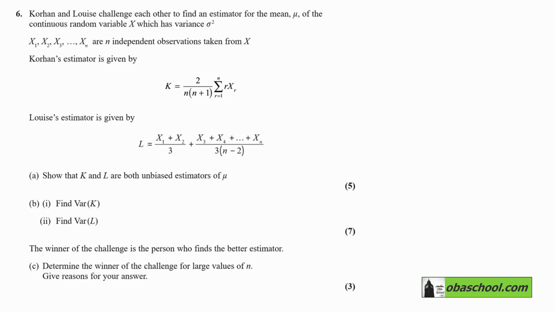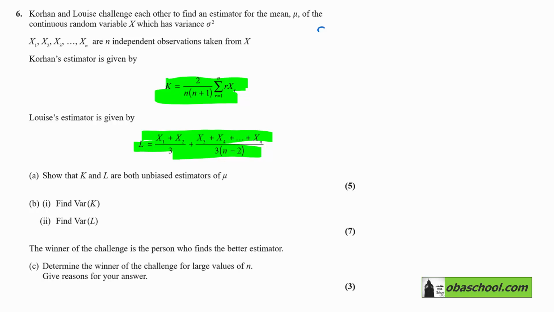Korhan and Louise challenge each other to find an estimator for the mean mu of the continuous random variable x, which has a variance sigma squared. x1 to xn are n independent observations taken from x. Korhan's estimator is given by this expression just here, and Louise's estimator is given by this expression just here. In part A, we're asked to show that K and L are both unbiased estimators of mu.